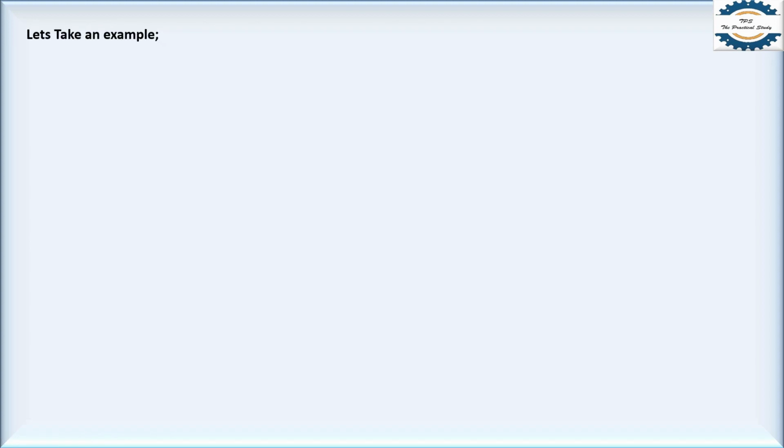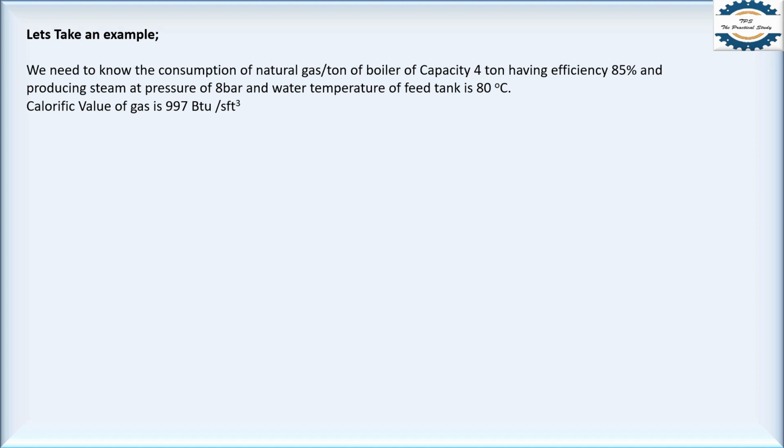Let's take an example. We need to know the consumption of natural gas per ton of a boiler whose capacity is 4 ton and efficiency is 85%, and it is producing steam at a pressure of 8 bar and the water temperature of the feed tank is 80 degree centigrade. Calorific value of gas is 997 BTU per standard cubic feet. So, first we write down the data we have been given.